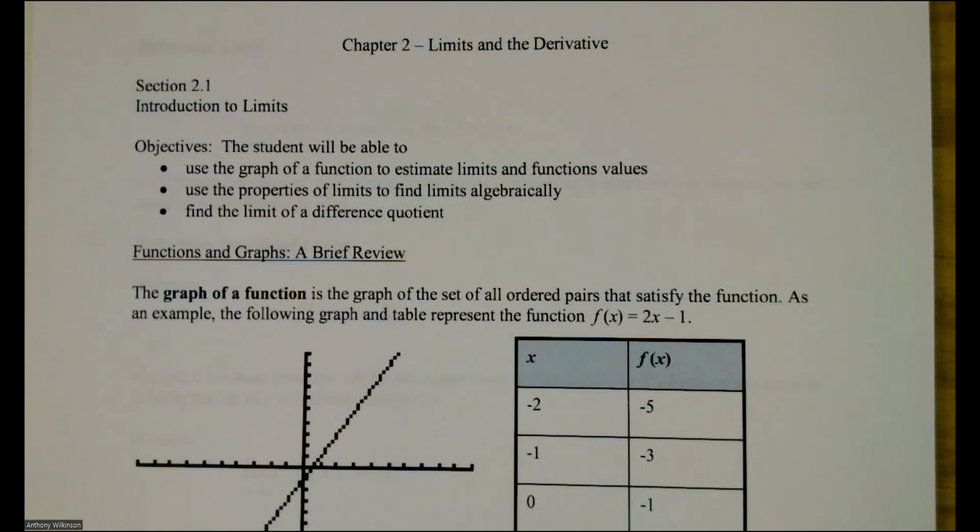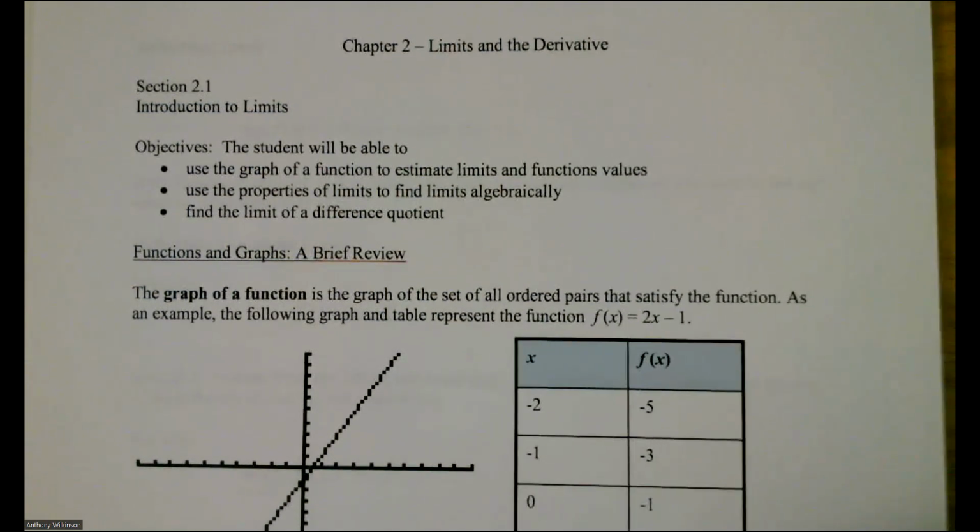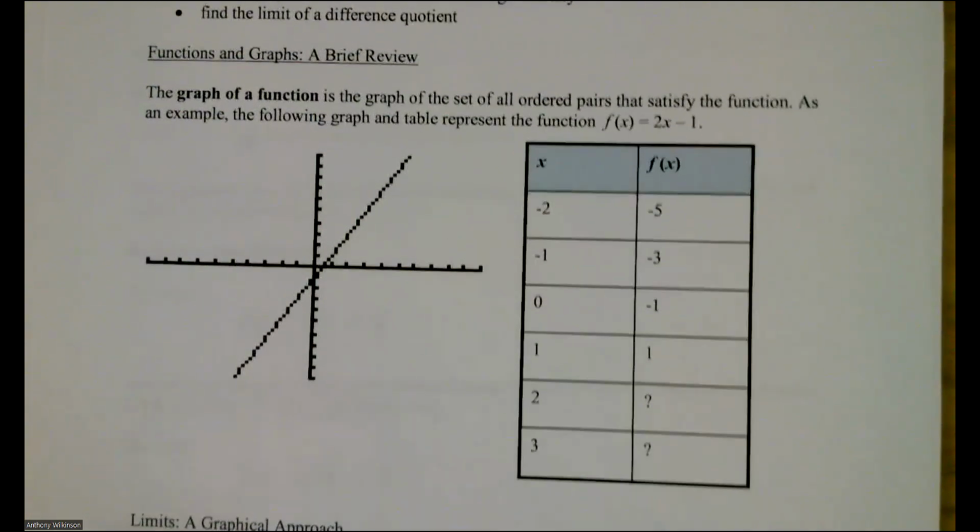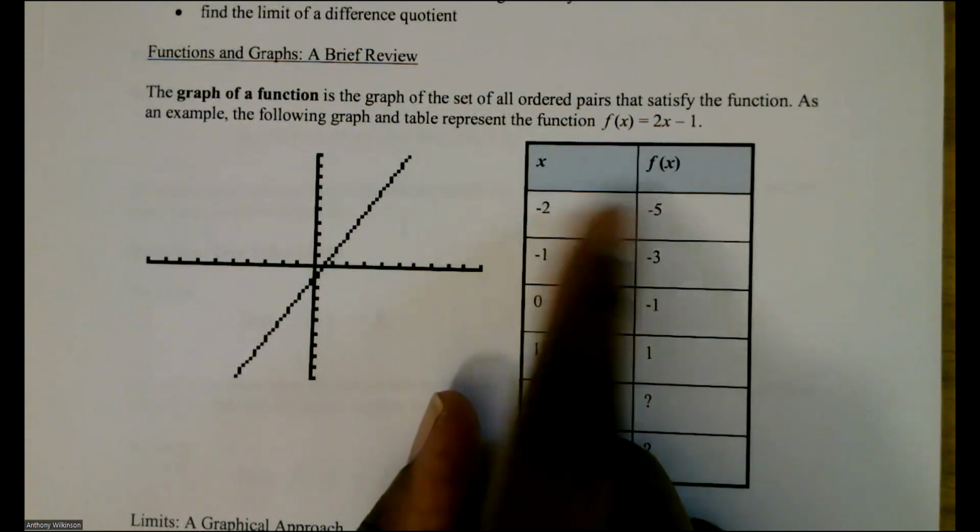All right, so in this case, we're going to talk about just what functions and graphs are. This is just a short review. Now, the graph of a function is the graph of the set of all ordered pairs that satisfy the function. As an example, the following graph and table represent the function f of x equal to 2x minus 1. So here's the table of values.